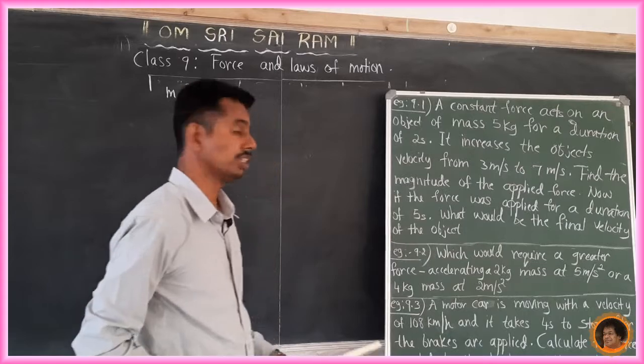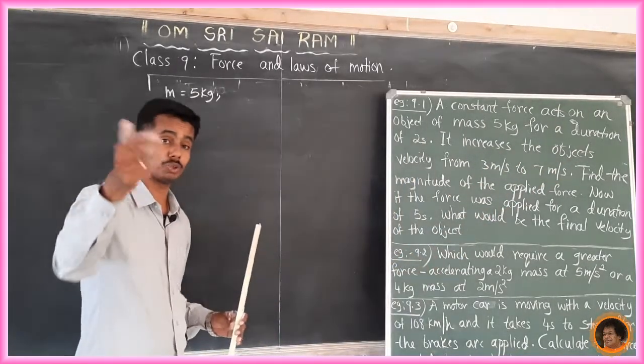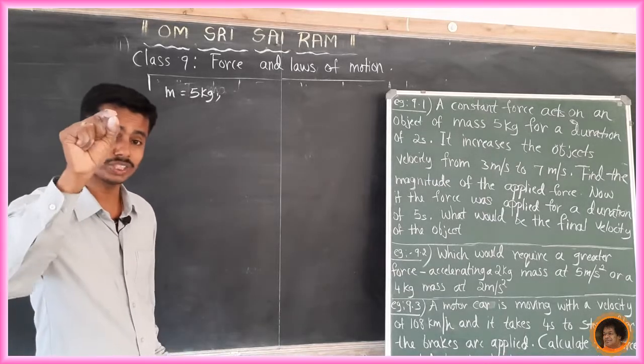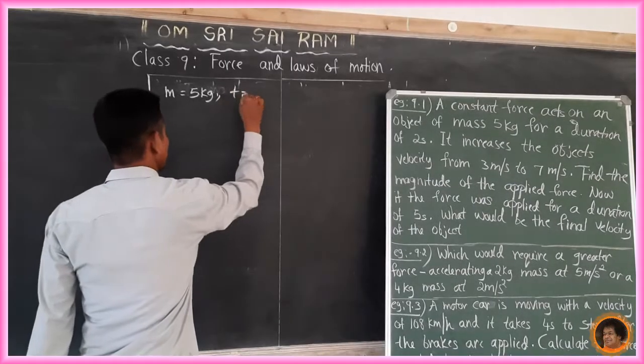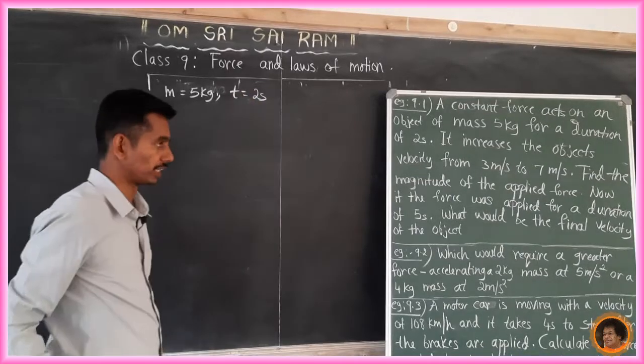Mass 5 kg, for a duration of 2 seconds. Duration of 2 seconds means it takes 2 seconds. So 2 seconds means it is t. Time is given, t equal to 2 seconds.